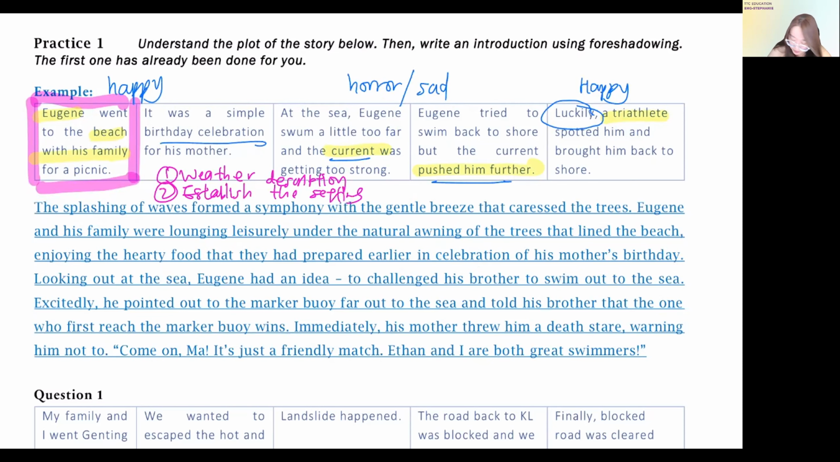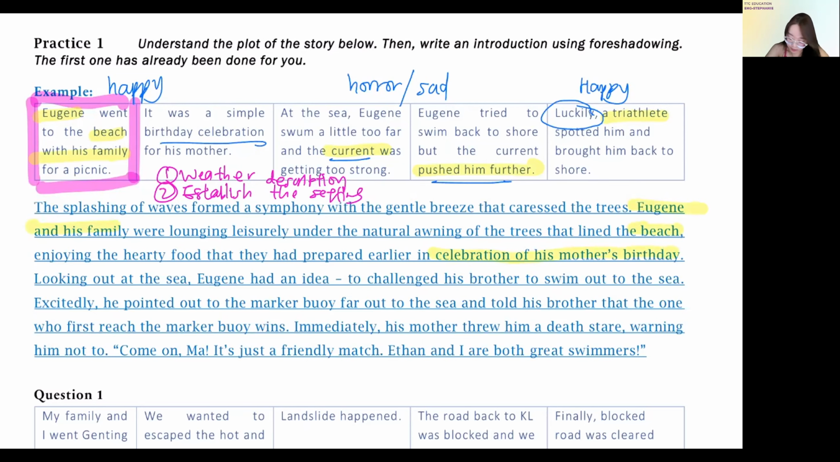So we started off with what we know. Eugene and his family, beach, celebration of his mother's birthday. So at the very beginning of the introduction, we already let the readers know, okay, this is a beach. They went there because of the celebration of the mother's birthday. It is Eugene and his family. Right? Then we have to move on to the phrases that indicate what is going to happen next.